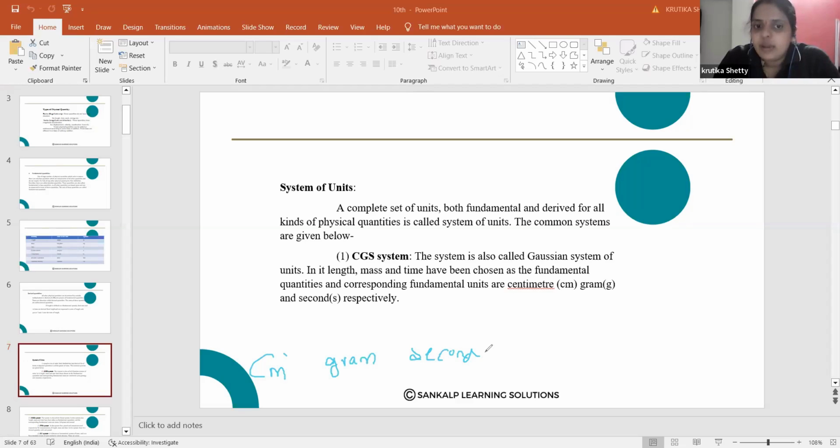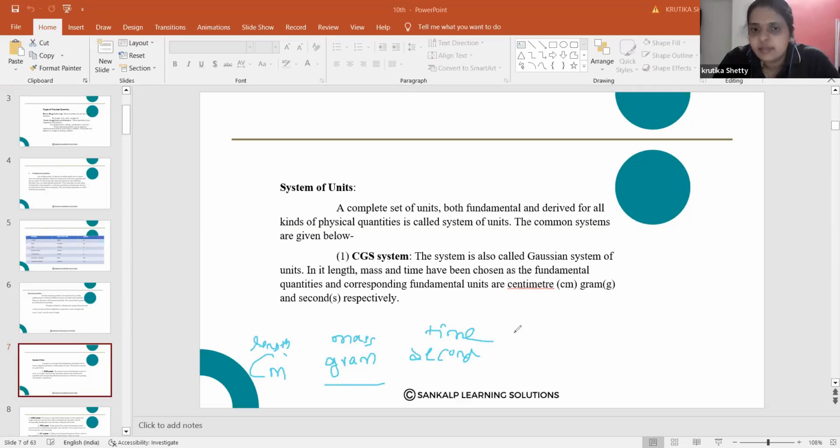Now in the CGS system, the mass is expressed in terms of gram. The length is expressed in terms of centimeter. The time is expressed in terms of seconds. So this is about the CGS system. So what is the CGS system?